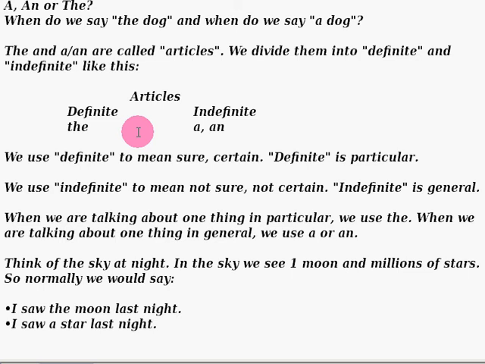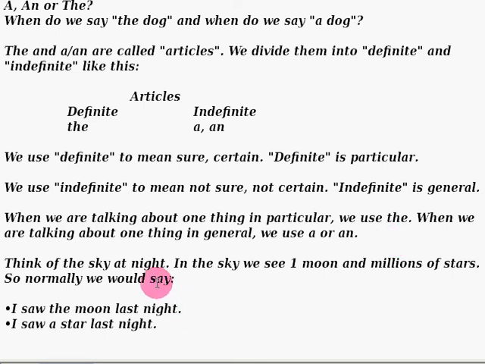But when we are using the articles a or an, they are indefinite articles. That means we're talking about general things, nothing specific. Again, definite means sure or certain. Definite is particular. Indefinite means not sure, not certain. It means general. When we are talking about one particular thing or one thing in particular, we use the. When we are talking about one thing in general, we use a or an.